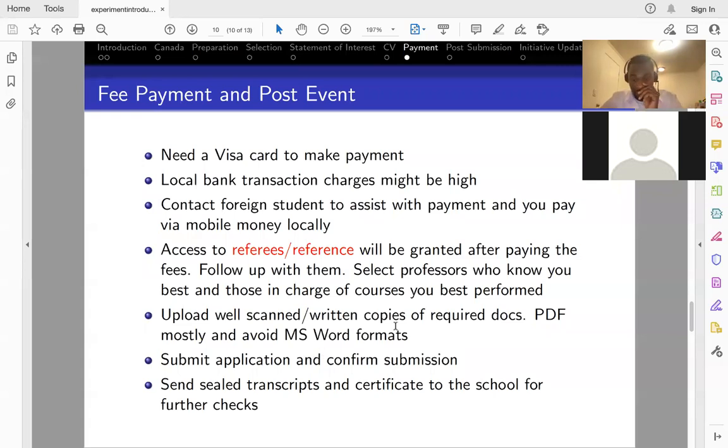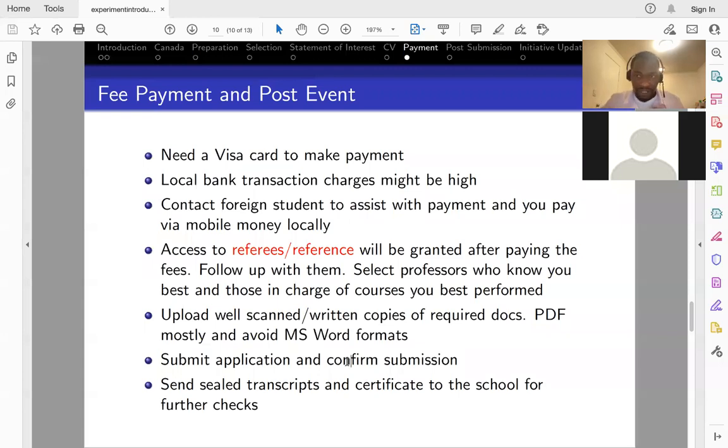In terms of the documents that you are about to submit, make sure they are mostly in PDF. Again, avoid using Word because the format might change and it might be messy. You can submit as soon as you're done. Just make sure you receive a confirmation indicating that you've sent the CV out. And you should send a sealed transcript and certificate to the school.